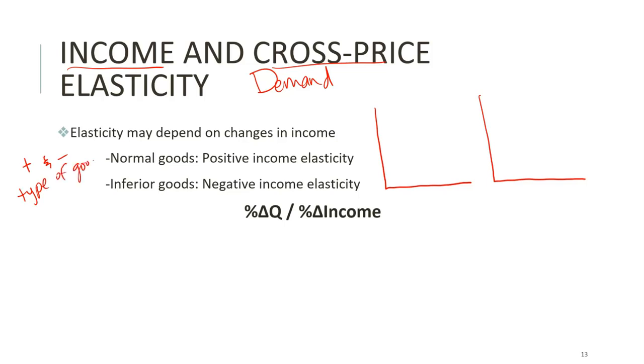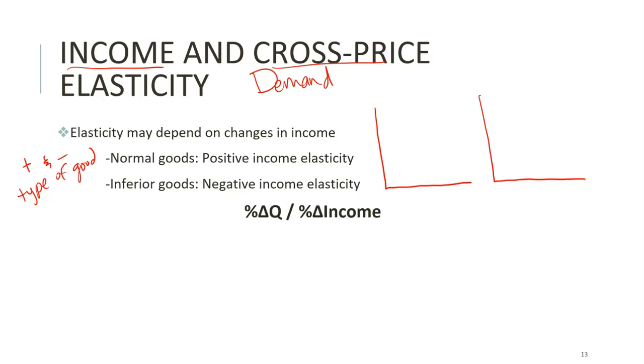It still doesn't make a difference for how sensitive consumers are. So -3 is just as sensitive as +3, or -0.5 is just as insensitive as +0.5. This absolute value number tells us the magnitude of that change, and then the positive and negative just tells us what type of good it is. I'm going to explain to you why positive and negative has that impact.